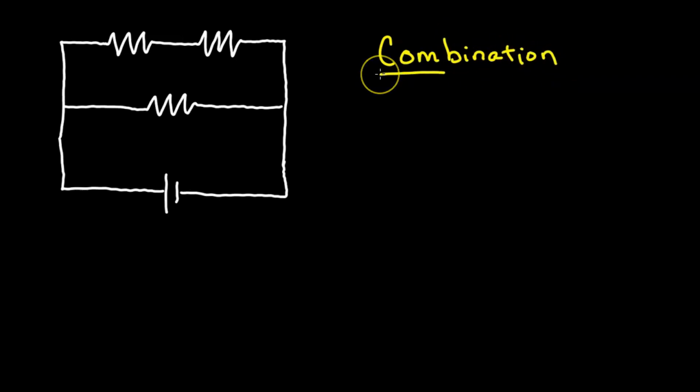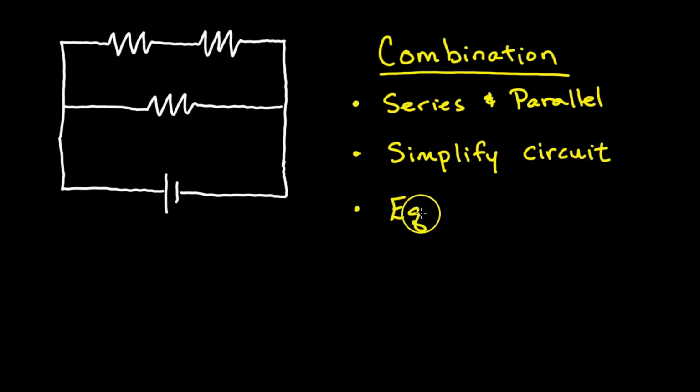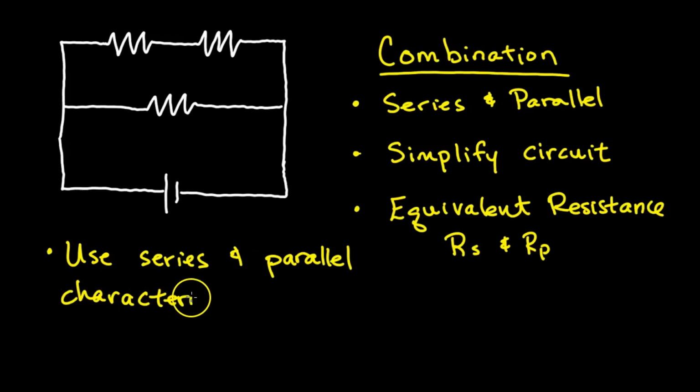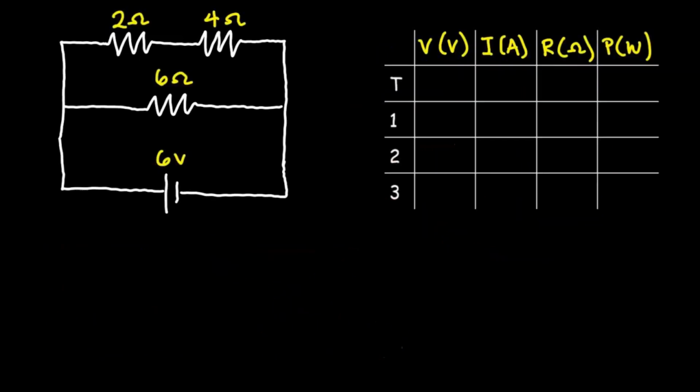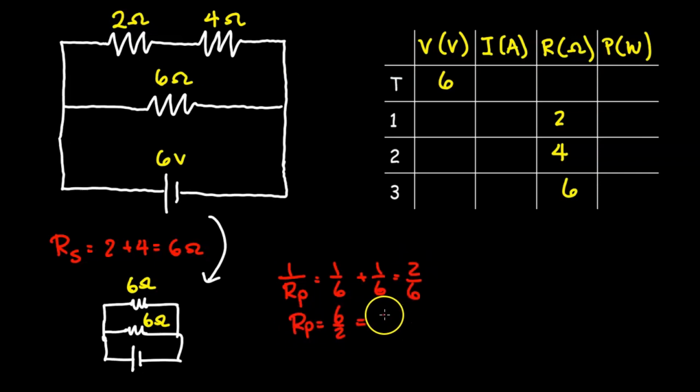Next, we'll look at combination circuits. In a combination circuit, we have both series and parallel components. Our strategy here is to simplify the circuit. We'll do this first by finding the equivalent resistance, then use the series and parallel circuit characteristics to find voltage and current. Here's our first combination circuit. We'll first combine the 2 ohm and 4 ohm resistors in series by adding their resistance, which would get 6 ohms. Then combine the 6 ohm and 6 ohm resistors in parallel. After you add the fractions, don't forget to take the inverse, and here we get 3 ohms.